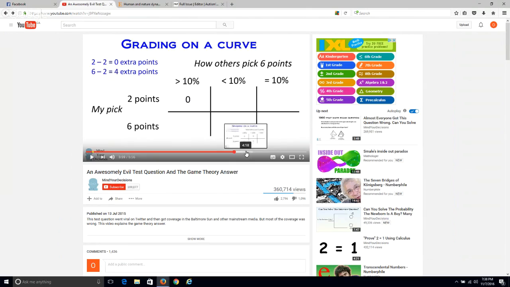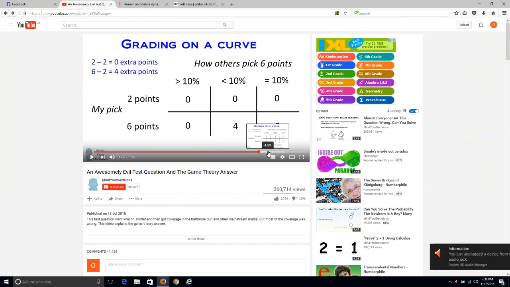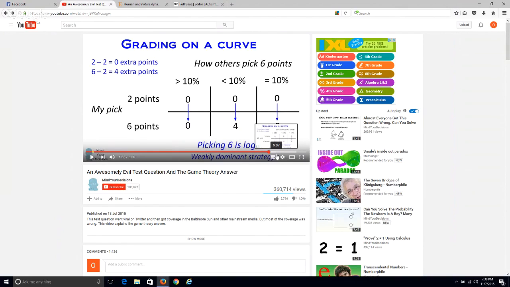Now here's the funny part. The bulk of people will make this decision, and the less than 10% picking 6 is logical. It's a weakly dominant strategy. But of course more than 10% of people pick the 6 points and nobody gets any points. And let's see what Presh Talwalkar had to say about this. Let me turn up my volume here so you can actually hear in full form.